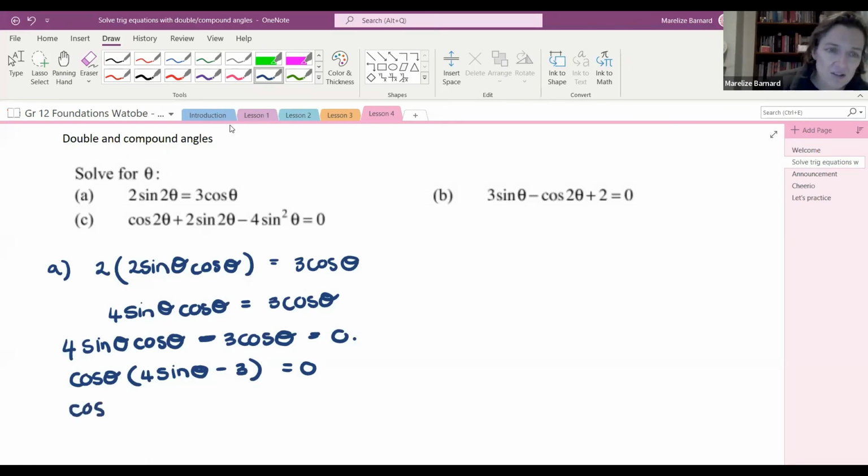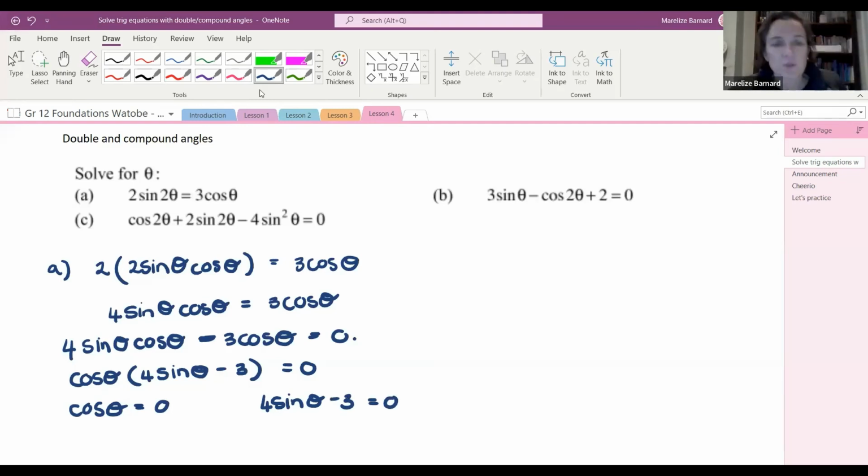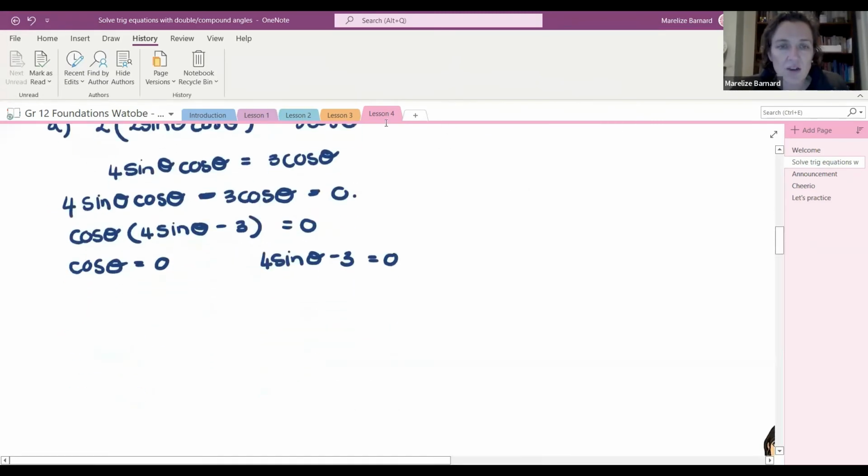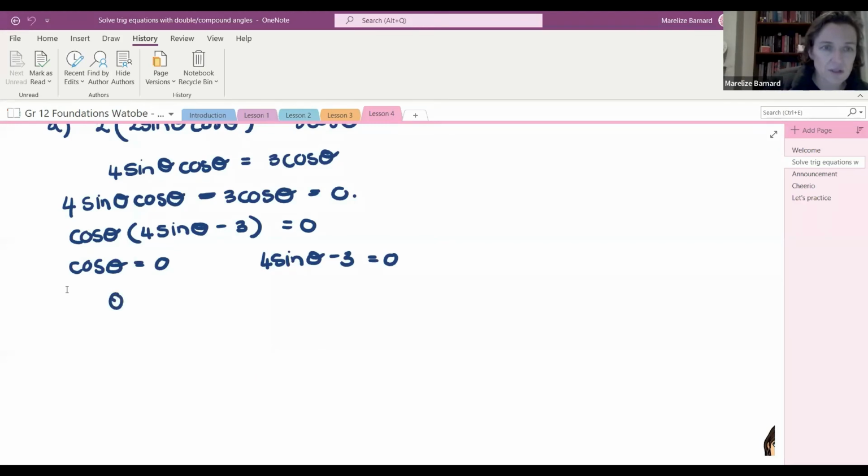Okay, that means that cos theta is equal to 0, and then 4 sine theta minus 3 is equal to 0. Now if you remember from what we did before in our previous course on trigonometry, now is the time to find your reference angle. When your trig ratio is by itself equal to a number, then you can find the reference angle. So cos theta equal to 0, we just go shift cos 0, that gives me 90 degrees. So theta is 90.